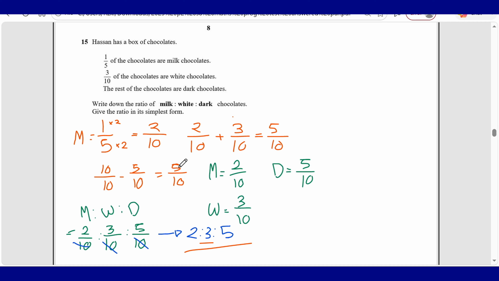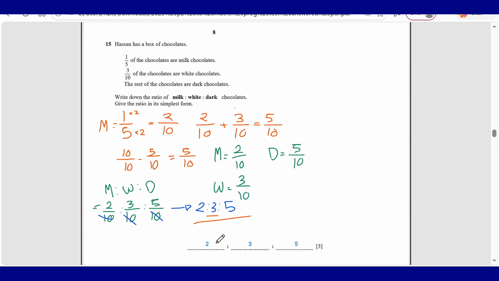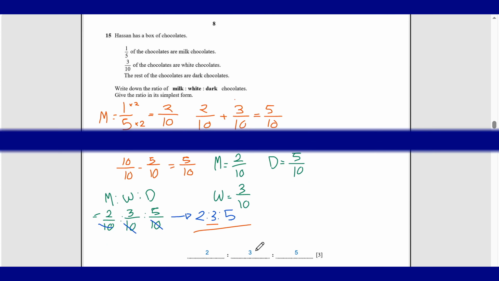So then milk to white to dark, M to W to D, is 2/10, 3/10, 5/10. So we can ignore the denominator by multiplying the whole thing by 10. So we have 2, 3, 5. That's the answer for number 15. Alright, let's move on.